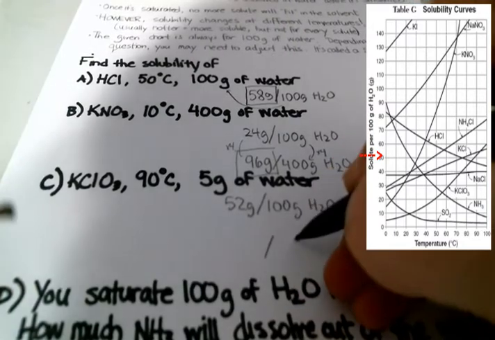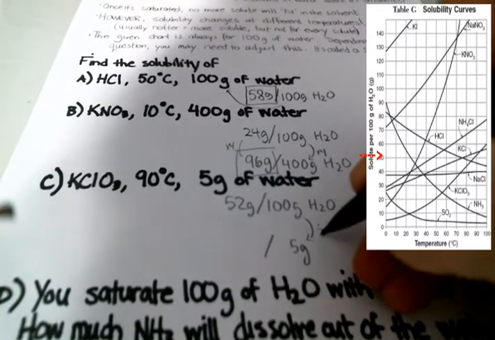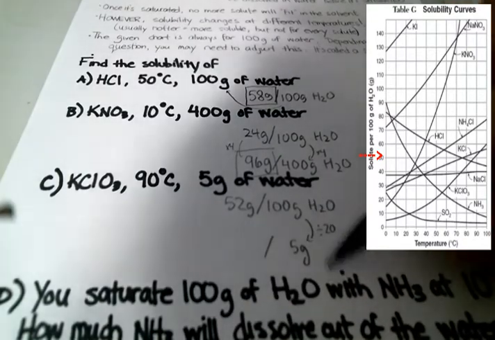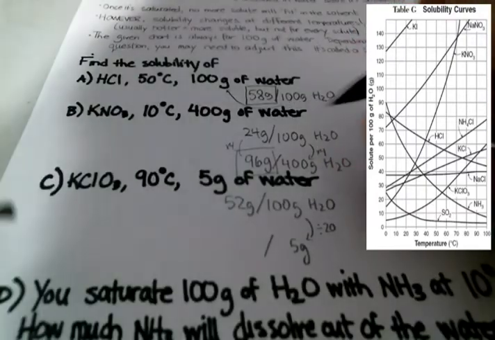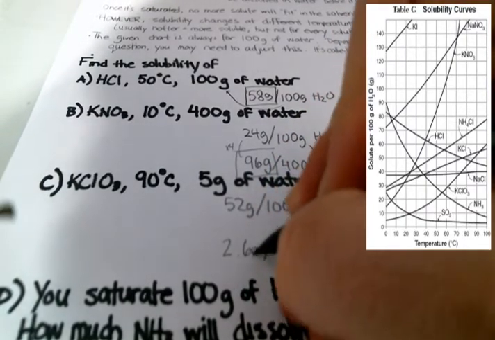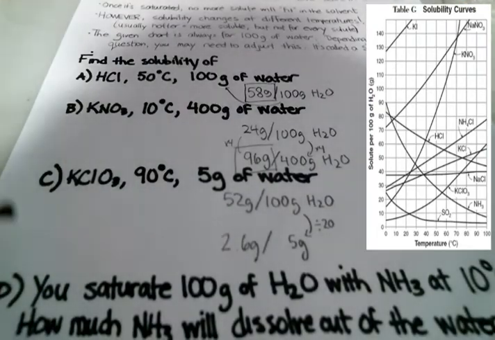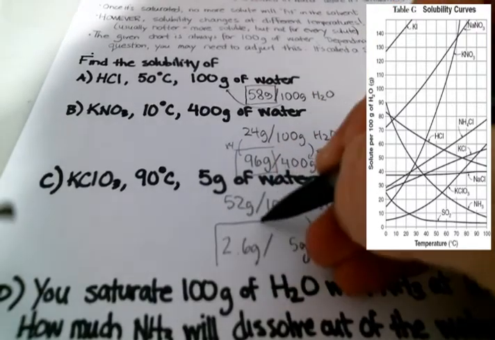But I want to know what it is per 5 grams of water. So that's a move of dividing by 20. We have only a 20th of what the table tells us, so we've got to divide by 20 there. We'll divide 52 by 20, and I'll see if I can do my math skills. Okay, I think that's 2.6 grams. Yep, great. So solubility here is 2.6 grams.